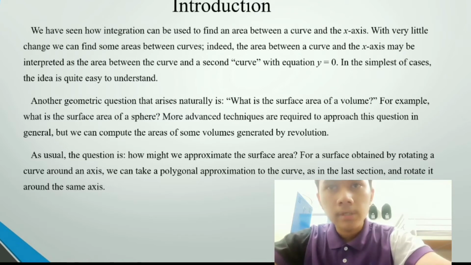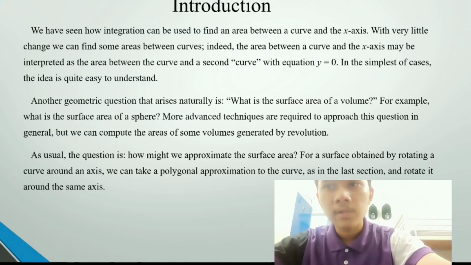Another geometric question that arises naturally is, what is the surface area of a volume? For example, what is the surface area of a sphere? More advanced techniques are required to approach this question in general, but we can compute the areas of some volumes generated by revolution. As usual, the question is, how might we approximate the surface area?